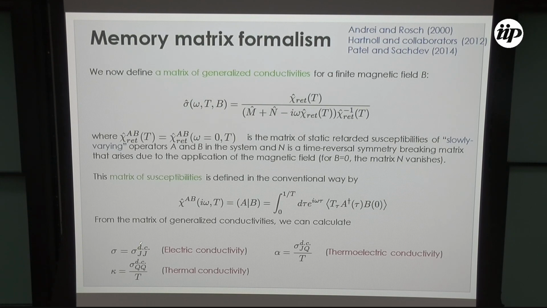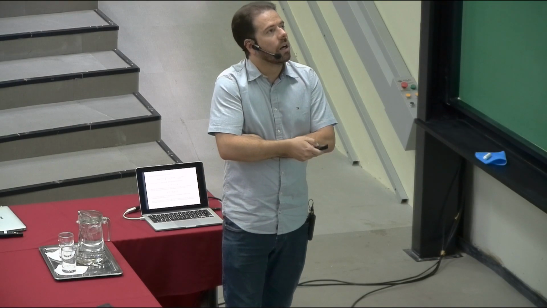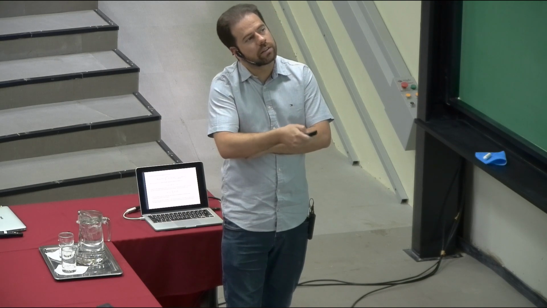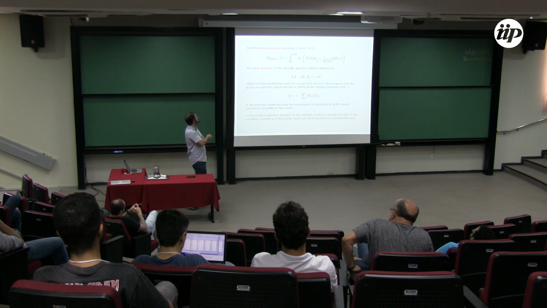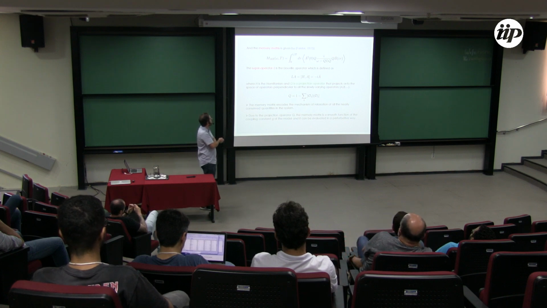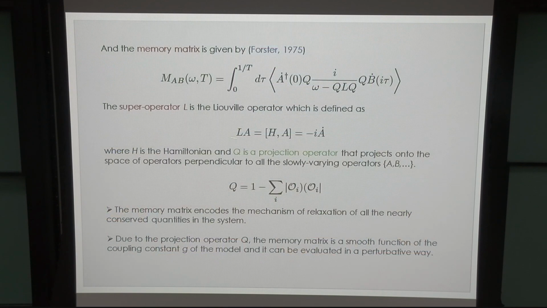And from that, we can calculate many things. So we can calculate electric conductivity, thermoelectric conductivity, thermal conductivity, and so on and so forth. Okay, and the memory matrix is given by this closed expression here. L is the Liouville operator, which is defined by this expression, and which is related to the time evolution of the operators in the system. And this Q here is a so-called projection operator that projects onto the space of operators perpendicular to the slowly varying operators. Okay, so you don't have to worry about that.